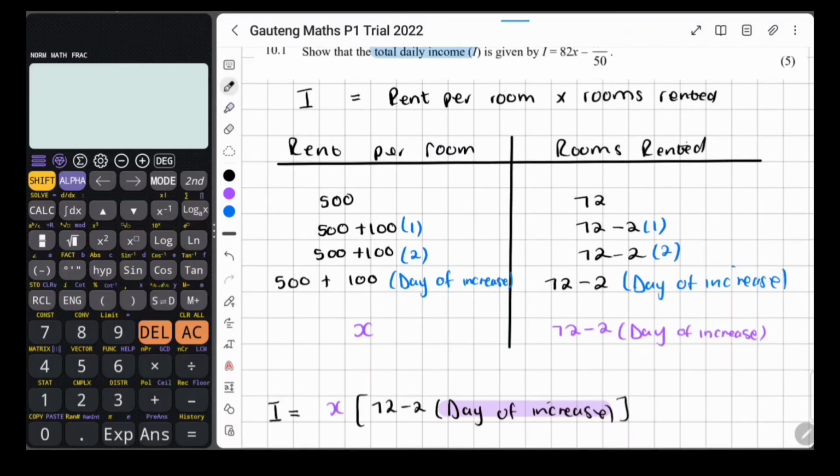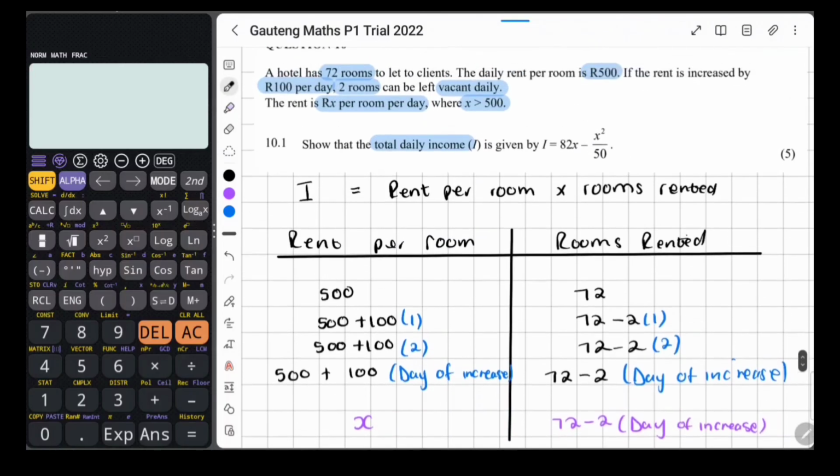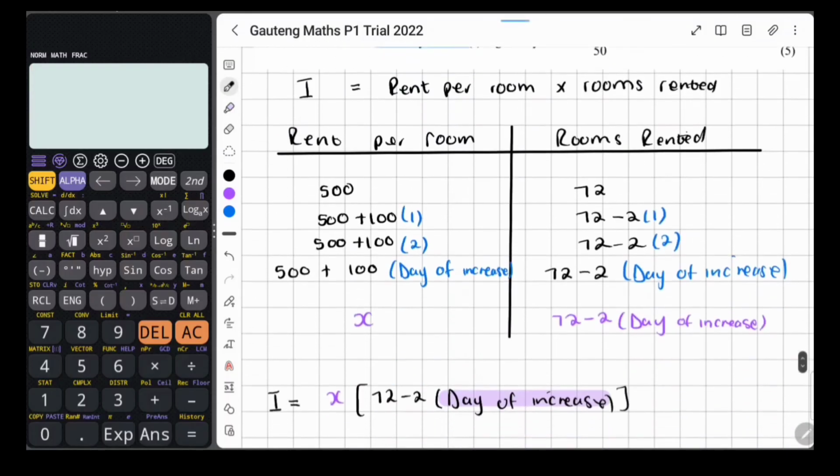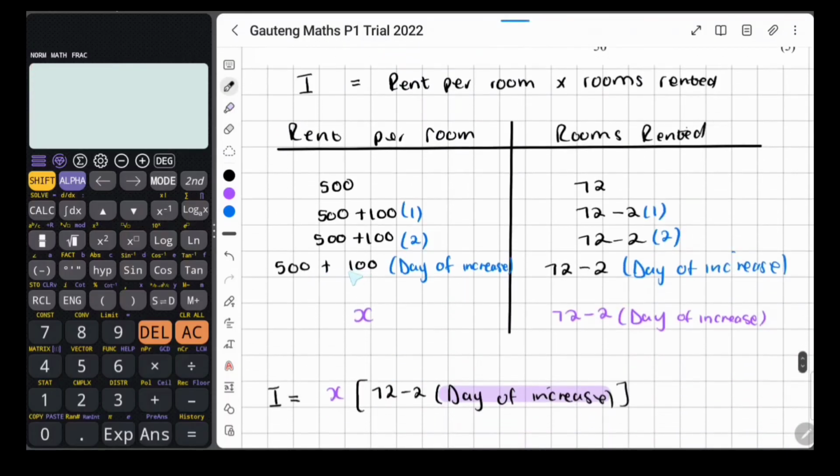But let's look in the information and see how we can actually create a formula from this. Remember that they said that the rent is X Rand per room per day. If this is the formula for you to get the rent per room per day, and they're telling us that the rent itself is X Rand, we can equate this formula with X in order to find the day of increase and put that as a subject.